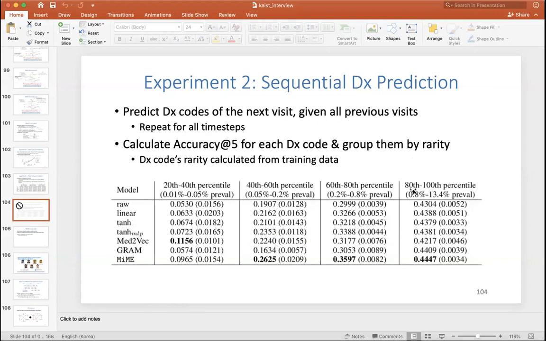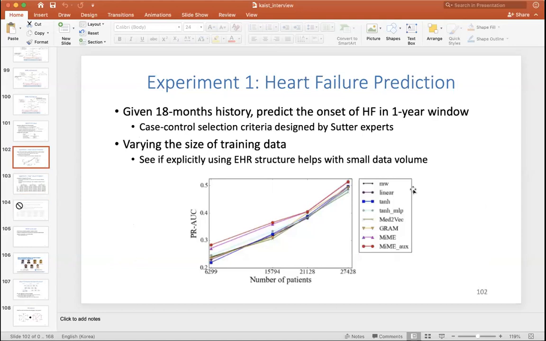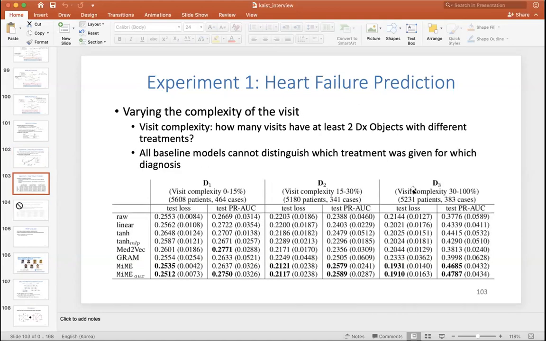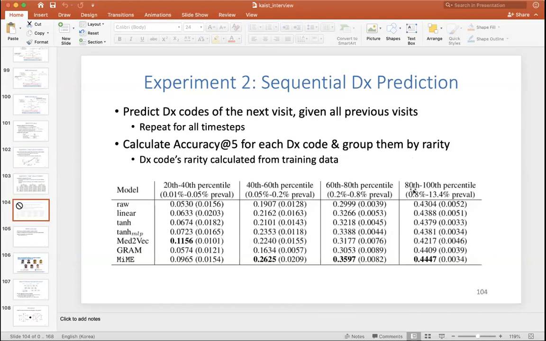This is another thing. So far, this one and this one were heart failure prediction. As I said, I did extensive experiments to show that this hypothesis, this motivation, is a well-motivated problem. To show that, here is another prediction problem. This is not heart failure prediction. This is sequential diagnosis prediction.